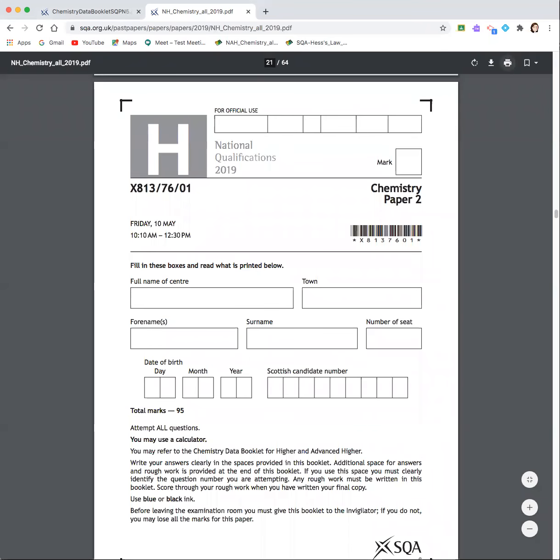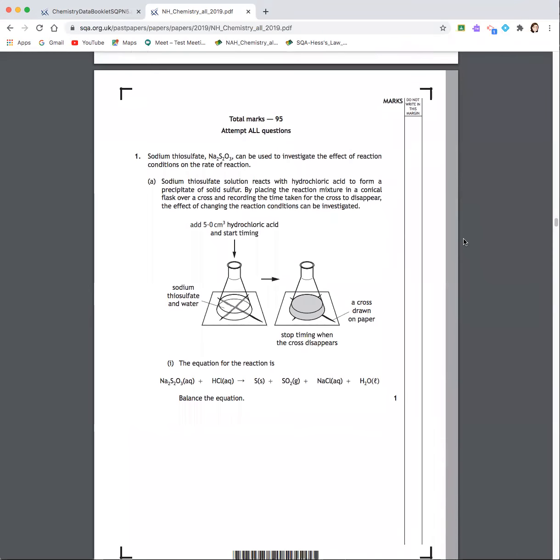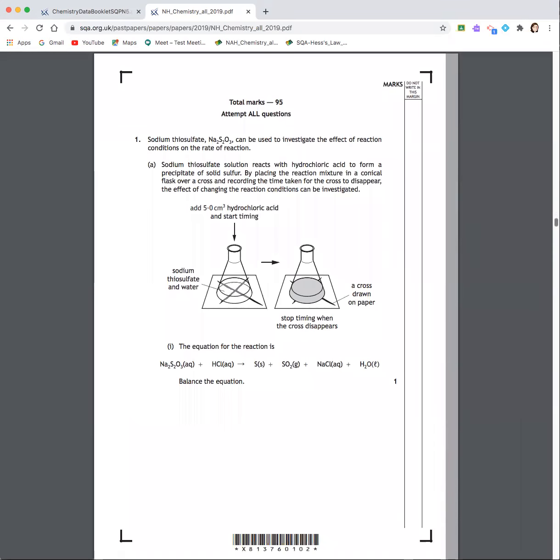Hello, in this video I'm going to take you through paper 2 of the 2019 Higher Chemistry paper. So, question 1a, you're given this reaction with sodium thiosulfate and you're asked initially to balance the equation.